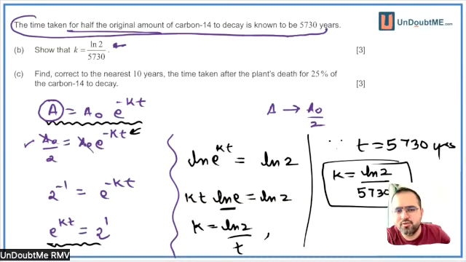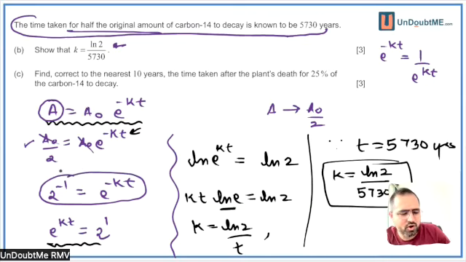Then I cancelled A naught from both sides, and I have 1 by 2 is equal to 1 over e to the power kt. E to the power minus kt can also be written as 1 over e to the power kt. This is a very fundamental step. That's why I'm saying that instead of using this, you should use the bottom one. Deal with positive exponents. It will be easy to think. But the answer with both will be the same.